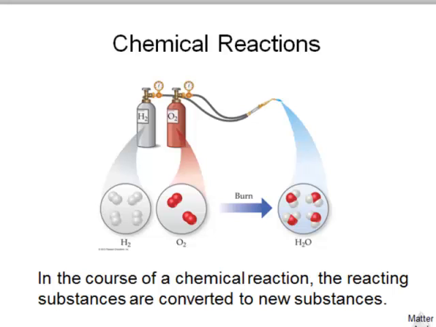The products, the stuff I have after the chemical reaction happened, have different properties than the reactants, the stuff I had at the beginning. That's how you know you have a chemical reaction happening. The stuff at the end has different properties than the stuff at the beginning.